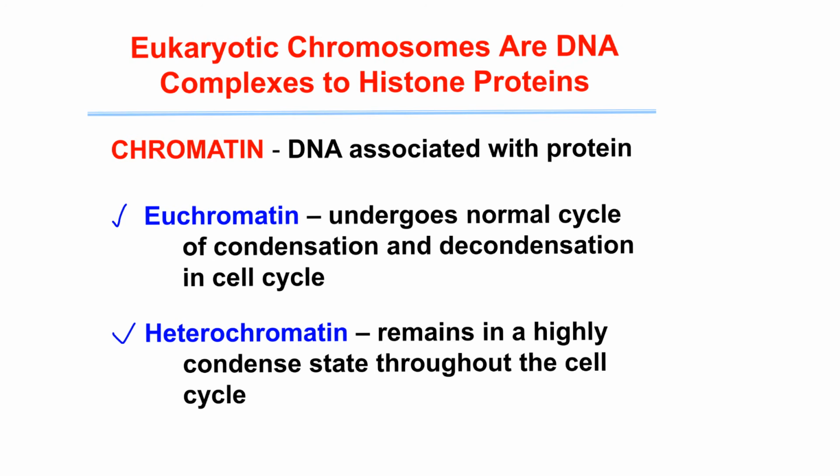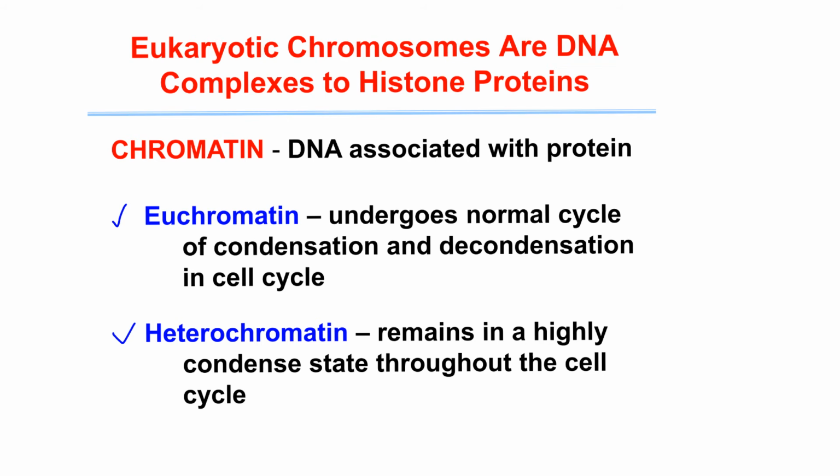Facultative heterochromatin is one example of it, the X chromosomes. It's heterochromatin which occurs during certain developmental stages, and we discussed X chromosome inactivation already.